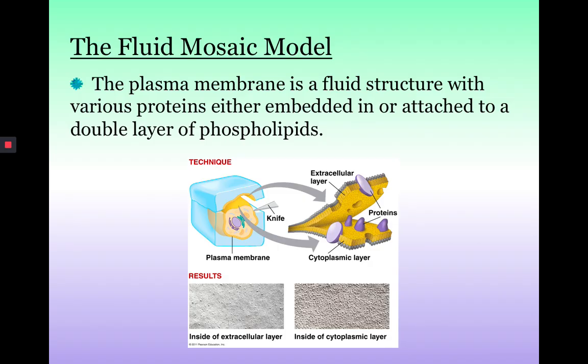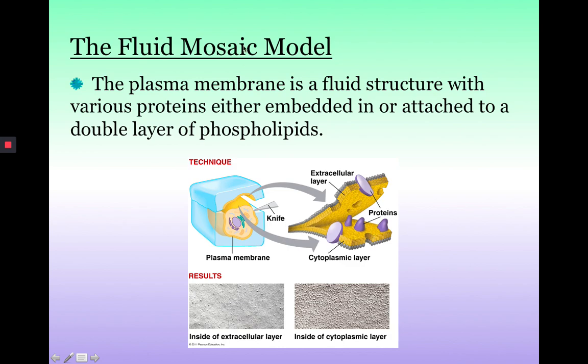Now, how did they figure out that there was a fluid mosaic model? What they actually did was something called freeze fracturing. They took the plasma membrane and cooled it down significantly so they could literally break it in half. And when they did that, they saw the inside of the cytoplasmic layer had these little bumps, and that was because the proteins are embedded within the membrane and sticking up out of one side and not the other.